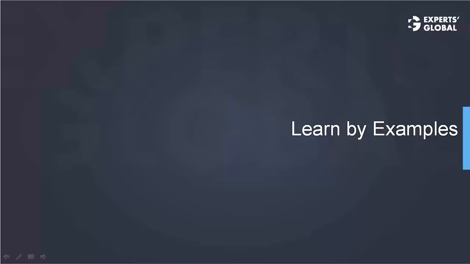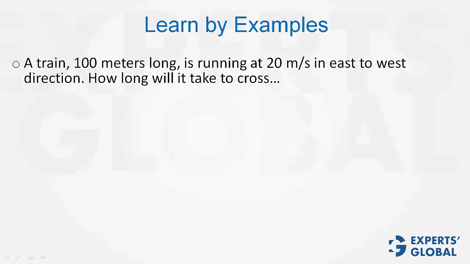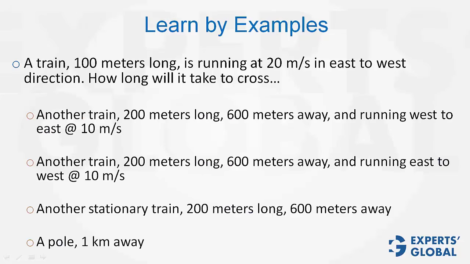With this concept in place, let's move on to learning by examples. Here is the first question. Please pause the video, solve it yourself. This has several parts. A conceptual question that will help you solve many questions on these lines. So there's one train, 100 meters long, moving from east to west direction. This is 100 meters, and the speed is 20 meters per second. How long will it take to cross?